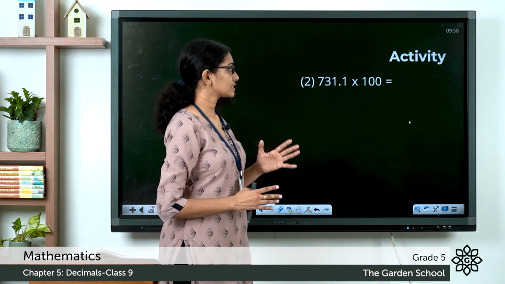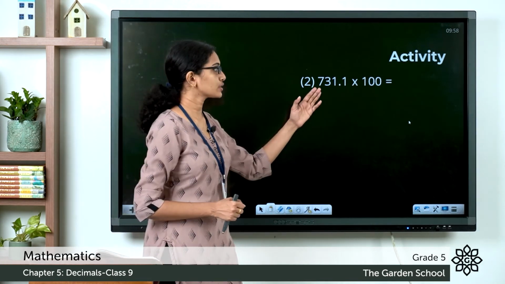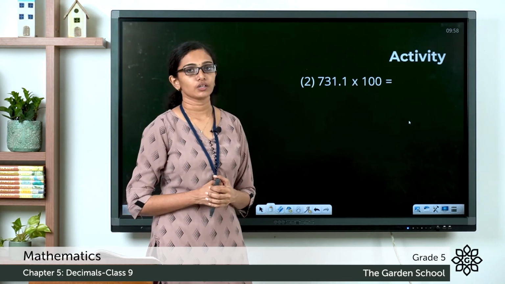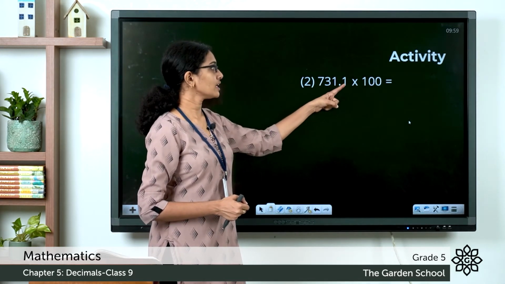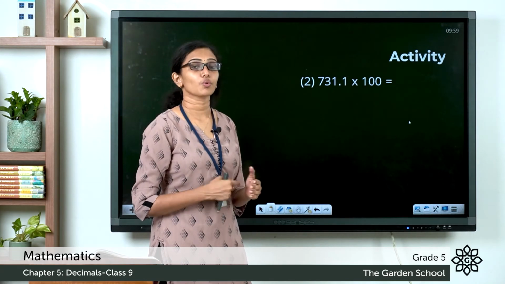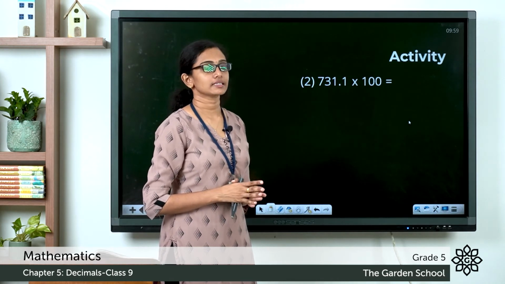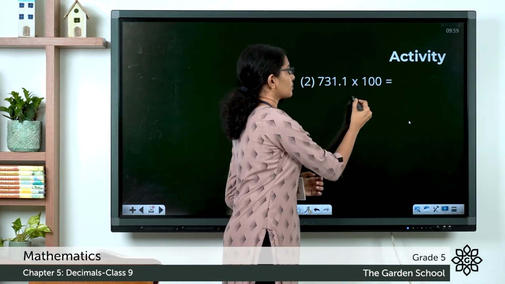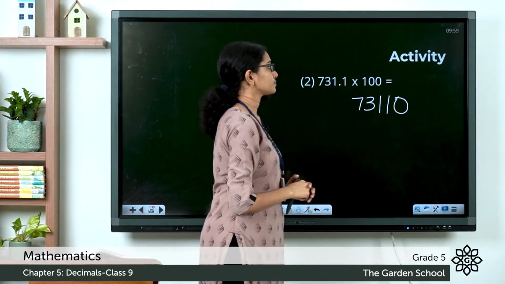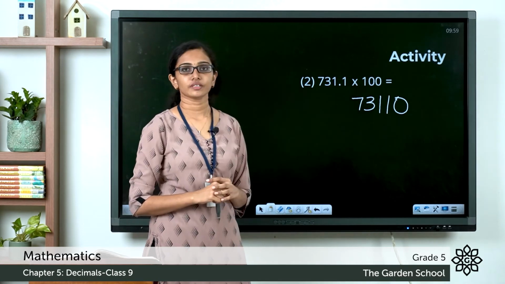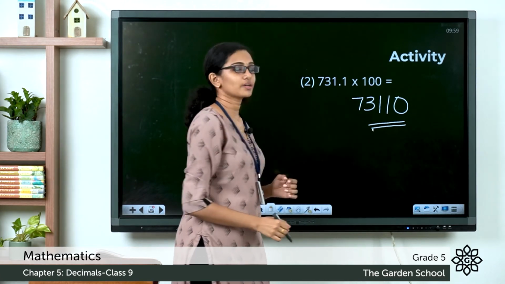The next question is 731.1 into 100, and there are 2 zeros in the multiplier. So you have to shift the decimal point 2 places to the right. But here there is only 1 digit after the decimal point. So what we can do is add 1 zero to the right to correct the places. So the answer would be 73,110. Hope you got this one also correct.